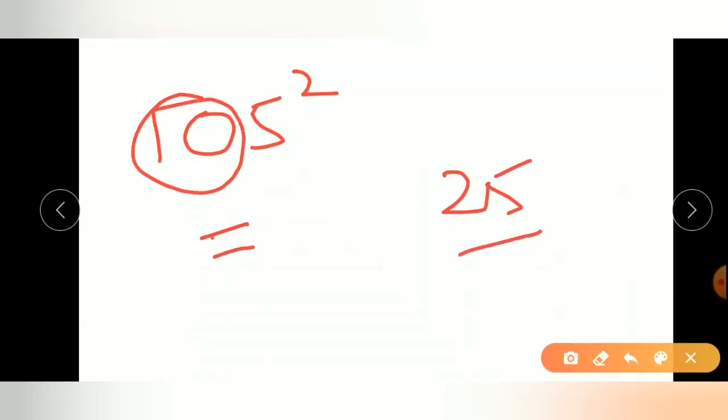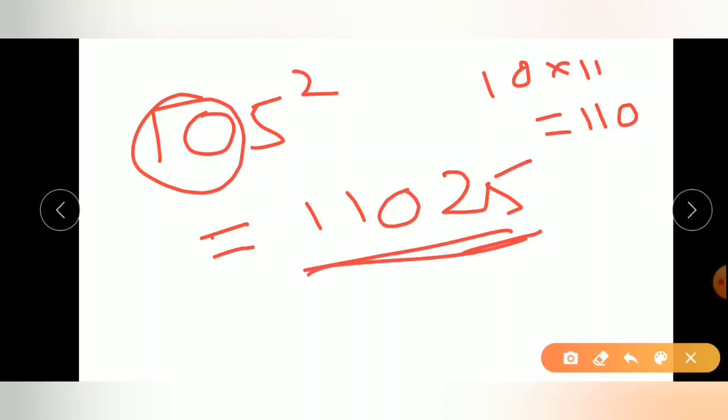Let's start 105 square. It equals the square of 5, which is 25, and in the second place, the number is 10. So you have to multiply 10 into 11, which becomes 110. We have to place 110. This is our answer part.